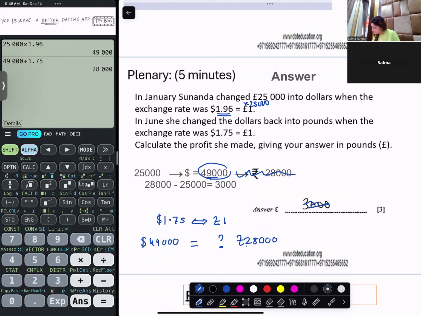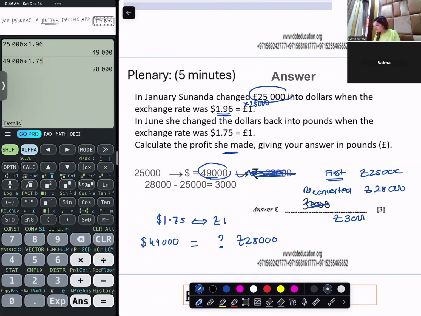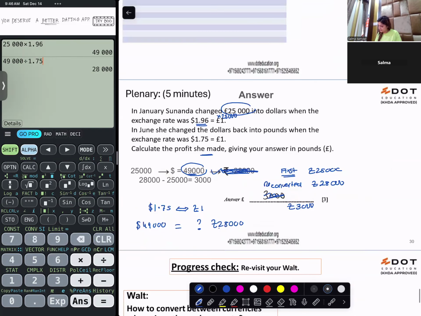So how many pounds did she have before? First she had 25,000 pounds. Then when she reconverted, she got 28,000 pounds. What is the profit she made? Give your answer in pounds. So she has made 3,000 pounds of profit.